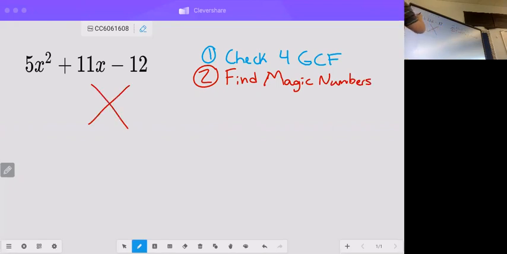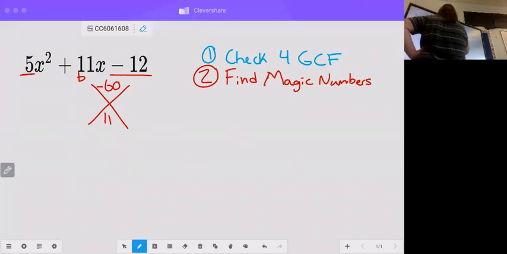On the top, we've got our A times our C value. So A times C, that's 5 times -12, that's -60. And then on the bottom, we have our B. Remember, B is for bottom, so 11 goes on the bottom. We need two numbers that multiply to give us -60 and add to give us +11. If you need to list out your factor pairs, you can.